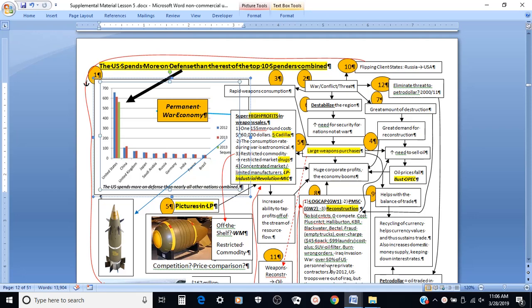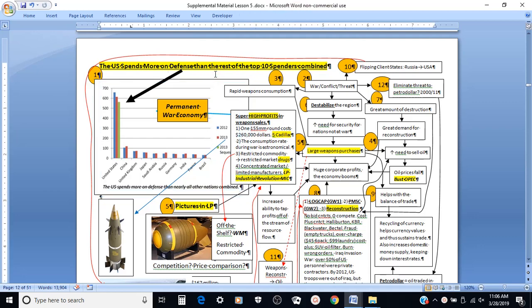So first of all, we'll take a look at overall spending for defense. Compared to other nations, the U.S. is way above everyone else. We spend more in defense than all the rest of these top 10 nations combined. Top 10, 1, 2, 3, 4, 5, 6, 7, 8, 9. Well, the rest of the 9 combined.